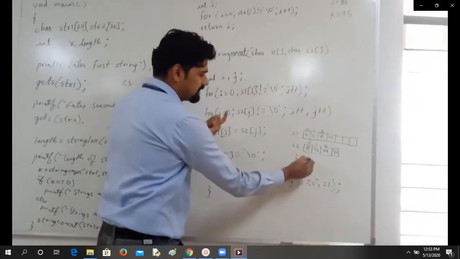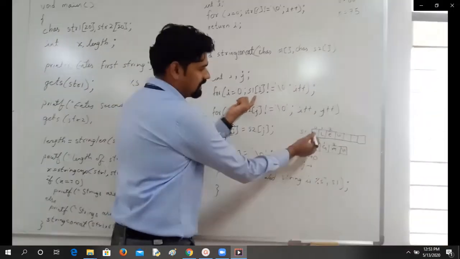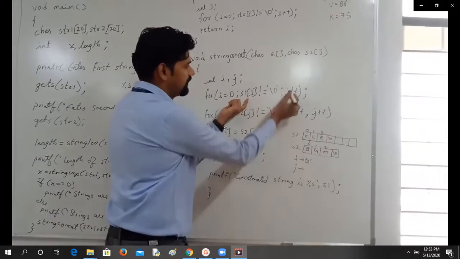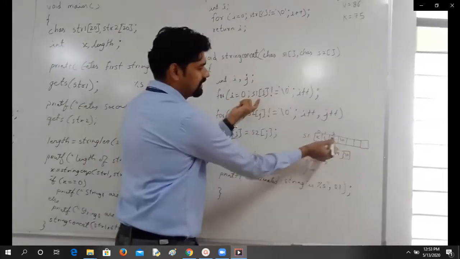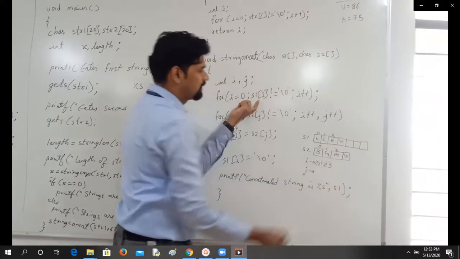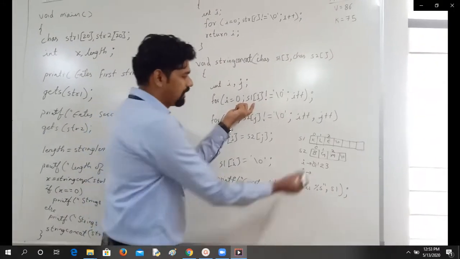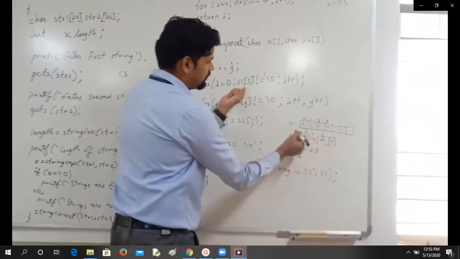So initially i is 0. The first character, is it null? No, so I increment. Is the second character null? No, so I just increment. Is the third character null? No, so I increment, it becomes 3.